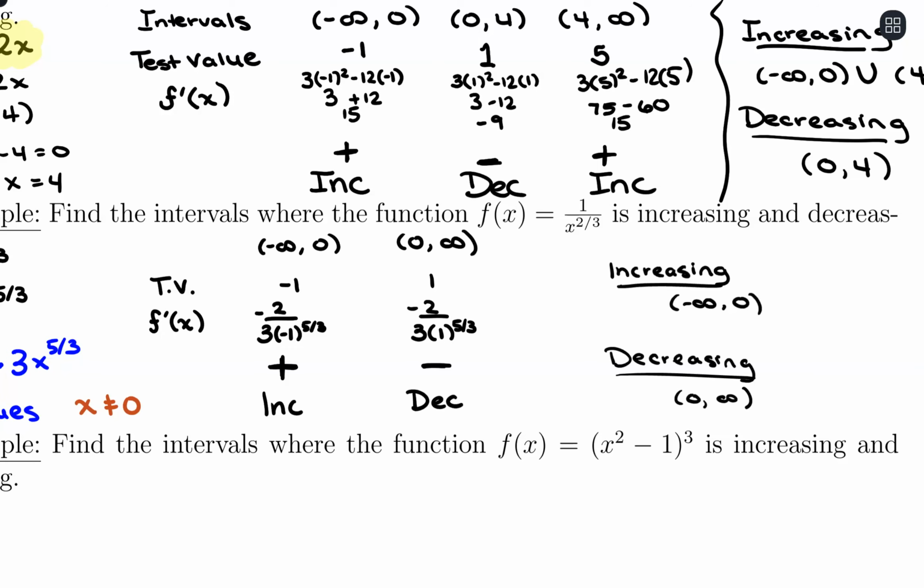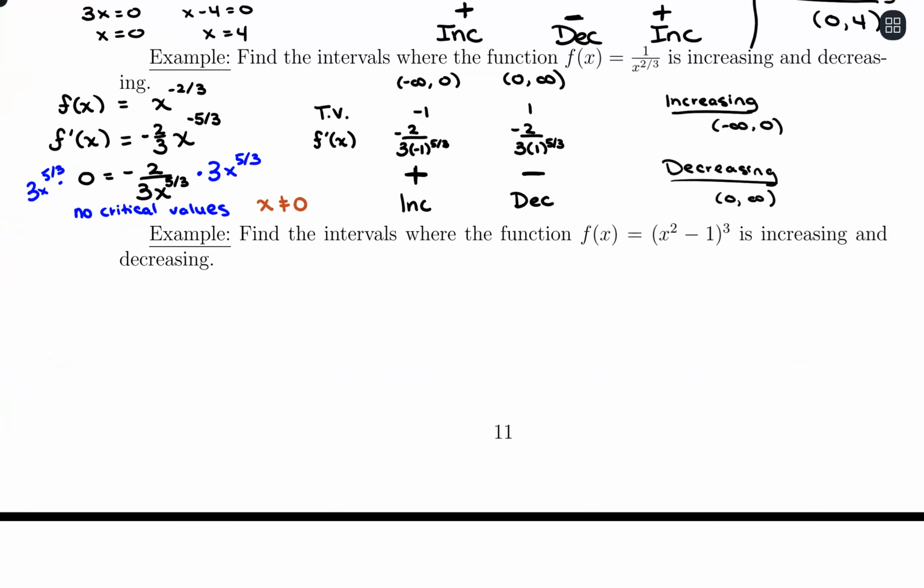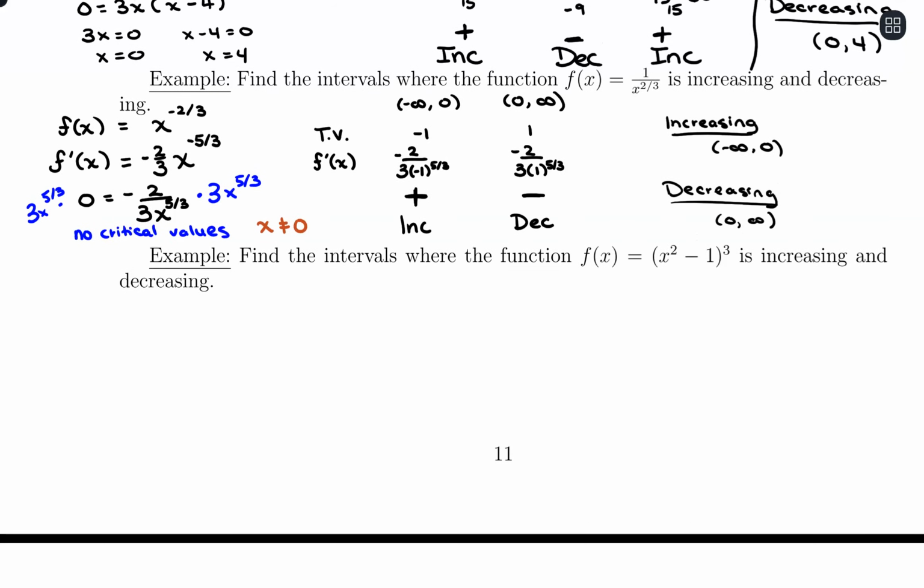Okay, it was kind of a long video, but let's do one more example. So (x² - 1)³. This is going to use a little chain rule. So we're taking the derivative. The outside function is the exponent of 3, so we're going to bring the 3 down. We keep the inside function of x² - 1, and now we're going to have an exponent of 2. And then we're going to multiply by the derivative of x² - 1, which is 2x.